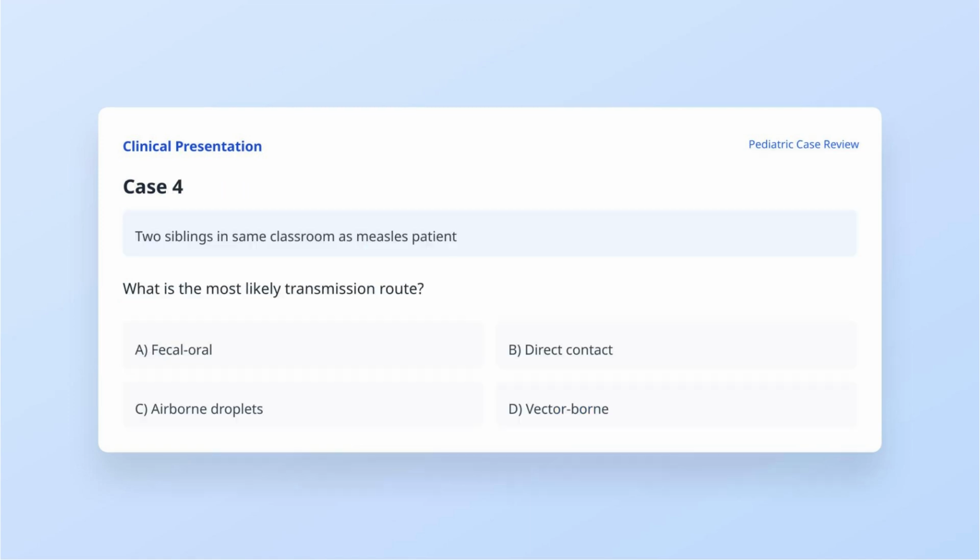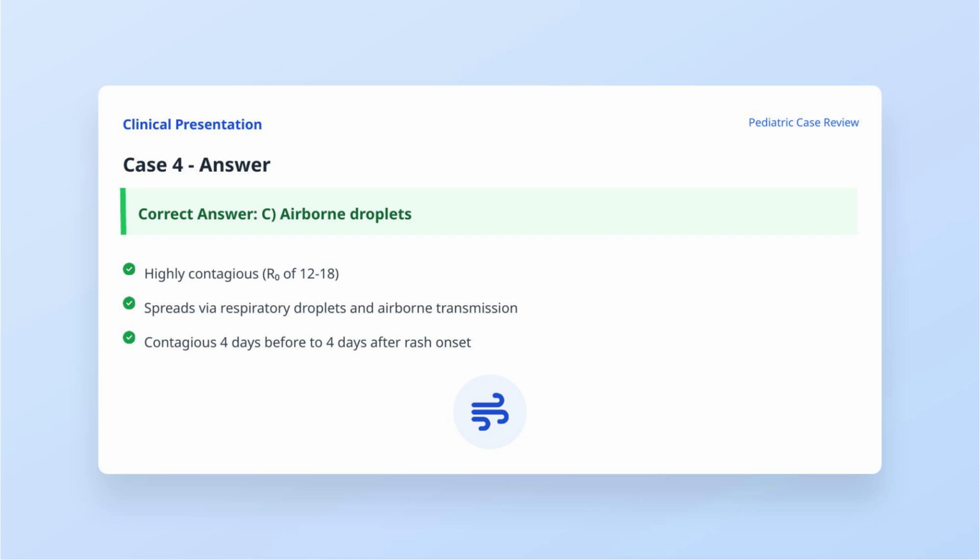2 siblings who attend the same classroom as our patient present for evaluation. What is the most likely route of measles transmission to these children? A, fecal-oral contamination, B, direct skin-to-skin contact, C, airborne respiratory droplets, or D, vector-borne transmission? The correct answer is C, airborne respiratory droplets.